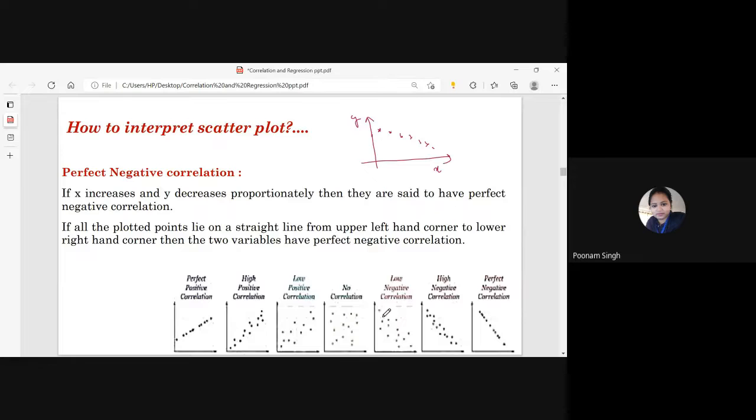Low negative correlation: this falling trend is being shown, where you can see that y decreases as x increases. But points do not lie close to a straight line, they are a little bit scattered. Here points lie close to a straight line, and here points lie completely on a straight line. So these are the different types, and this is how you can interpret your scatter plot once you get the results.